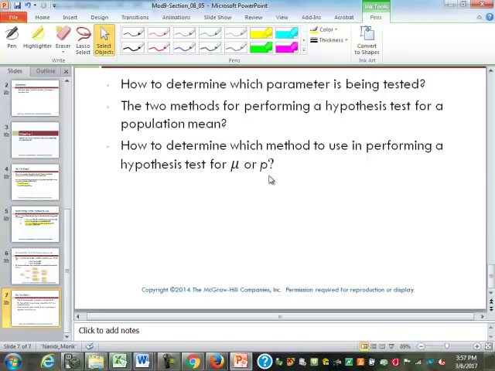To determine which method to use, is it a population mean or a population proportion? Population proportion, as I said, is always a z-test. If it's a mean, do we know the population standard deviation? In which case, it's still a z-test. If it's a mean and we do not know the population standard deviation, then we use the t-test.